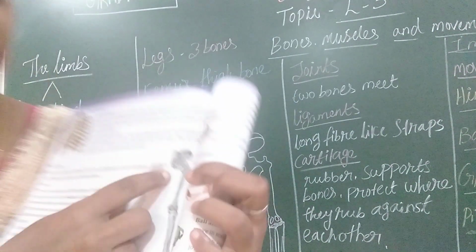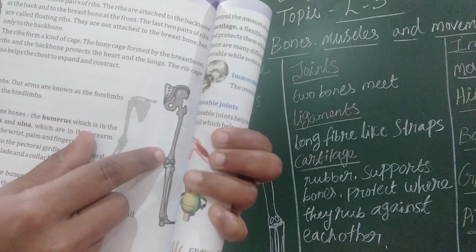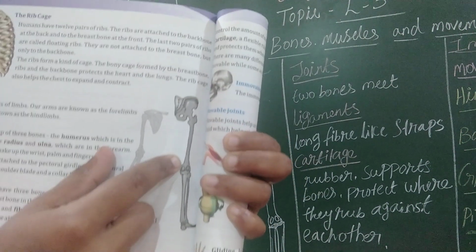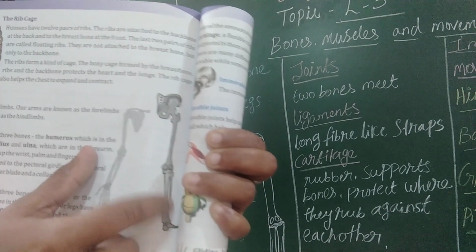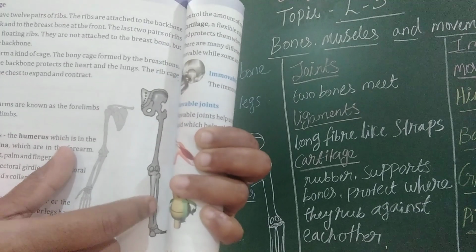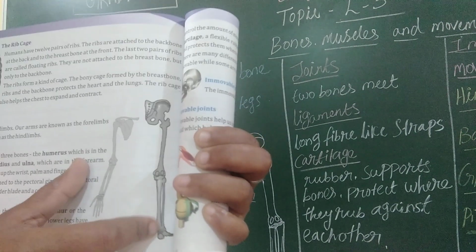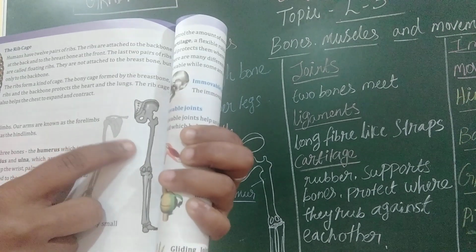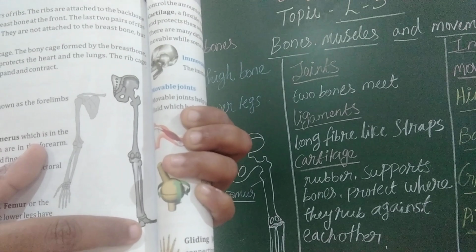Here I am going to explain using the textbook. From here to here, this bone is called the femur bone. This is one of the largest bones in our body. After that, here we can see 2 bones, called the tibia and fibula. These bones are attached to the femur bone, and they end with the ankle.